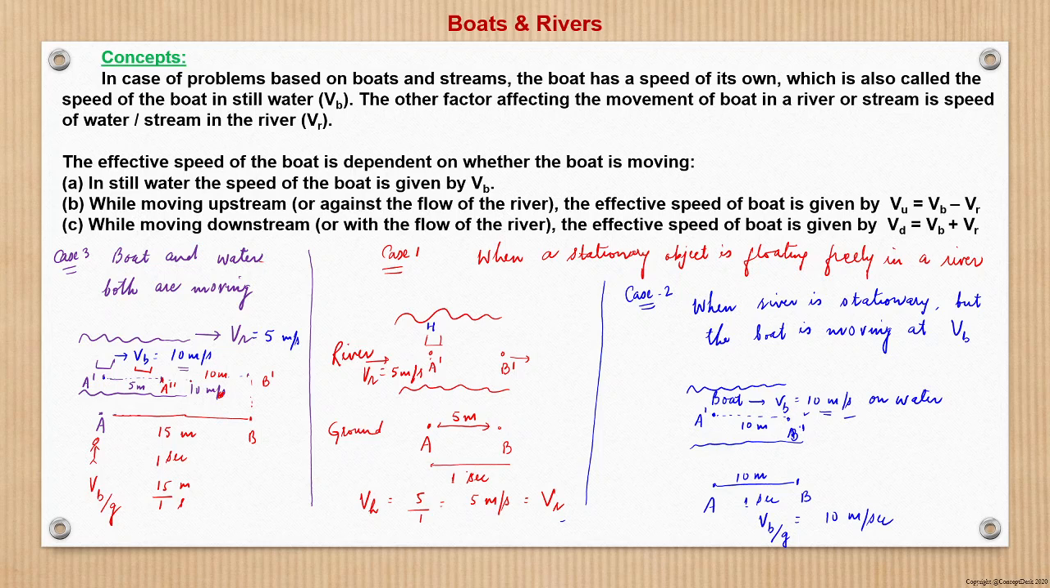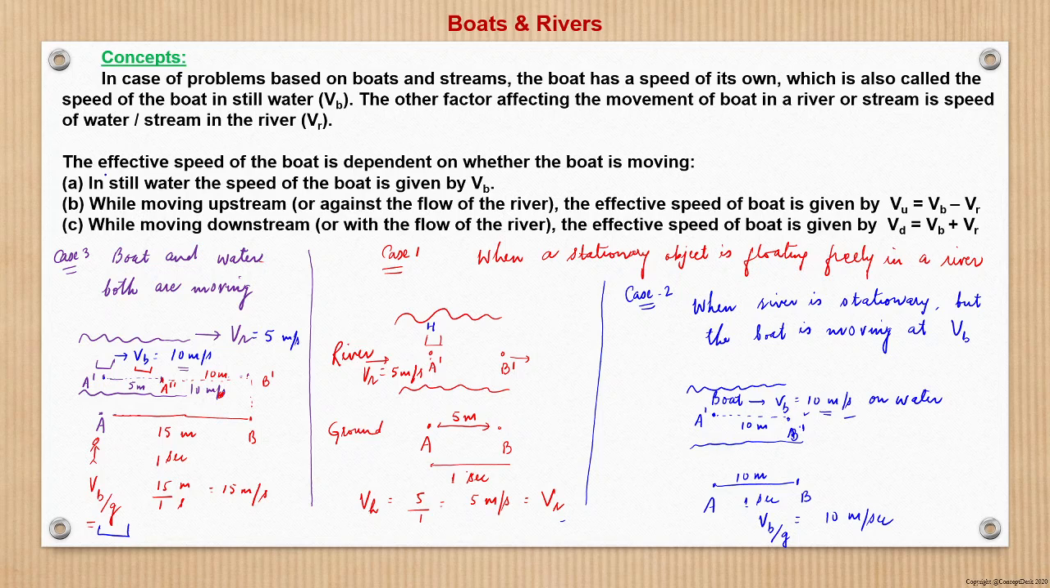With respect to water, we know that it's only 10 meter per second, 10 meter. With respect to water, the boat has only moved 10 meter. However, the velocity of the boat with respect to ground is nothing but 15 meter per second. So that is what is given here, and this is the effective speed of the boat with respect to ground.